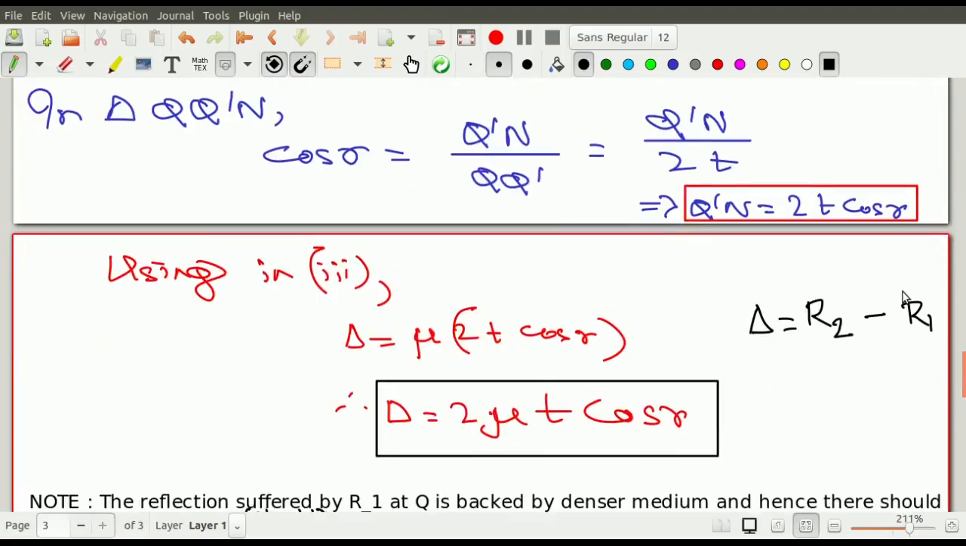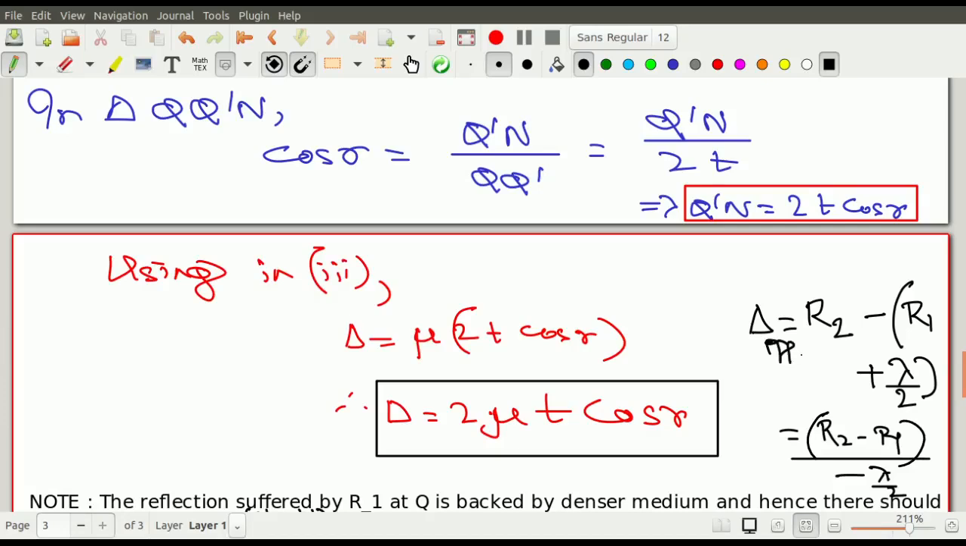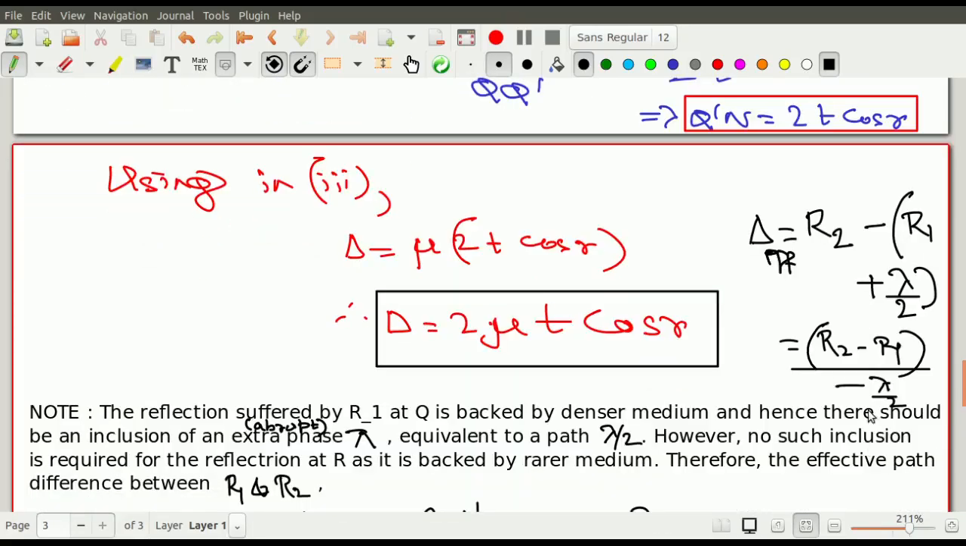But now I say that R1 is not actually R1, but R1 এর মধ্যে কি আছে? There is the extra path length of lambda by 2 which arises from that reflection from denser medium. So reflection from denser medium gives you an extra phase change of pi. So তার মানে extra path of lambda by 2. তার মানে extra lambda by 2 টা কার মধ্যে আছে? It is within R1. So that is why if you simplify, it is R2 minus R1, and then it is minus lambda by 2. Now this portion is delta, so এটা delta effective. So this portion is delta and this one is minus lambda by 2.